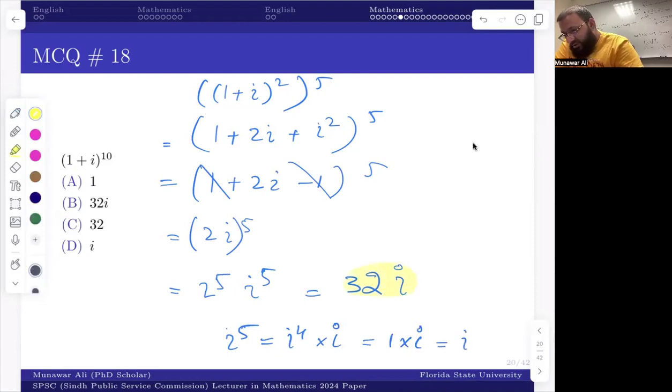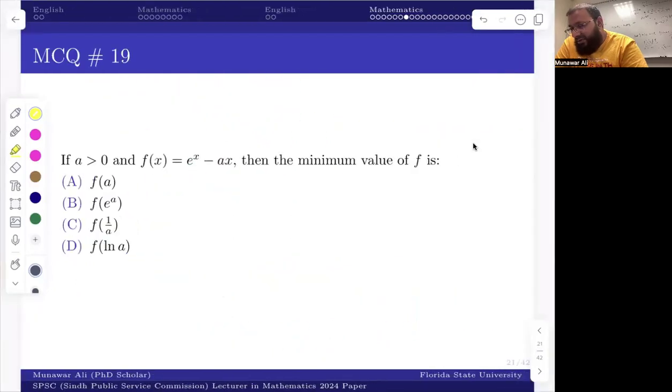So this is 32I, which is going to be option B. Simple. Okay. MCQ number 19 is also simple. We have to find the minimum value of A of F, the function which is given to us.